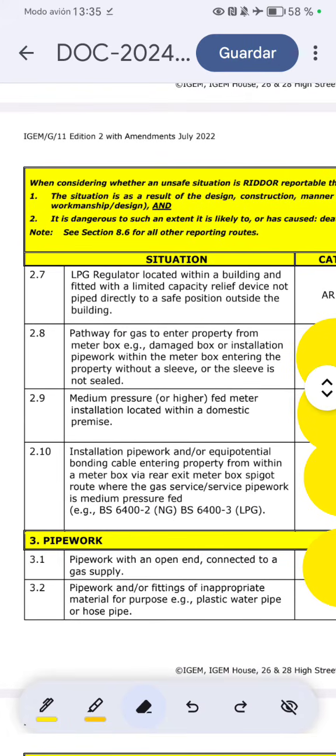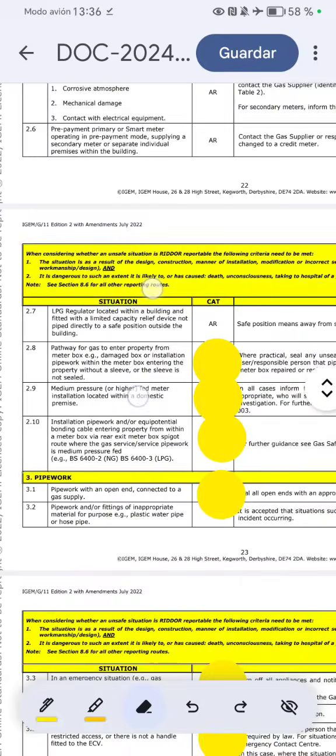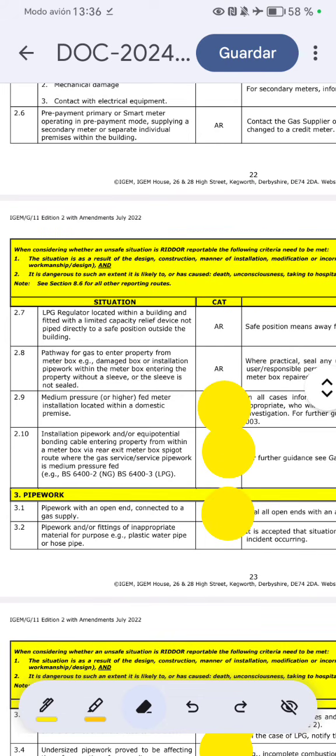2.8. Pathway for gas to enter property from meter box, e.g. damage box or installation pipework within the meter box, entering the property without a sleeve or the sleeve is not sealed. Oof, if there's a leak, that's just going to go in the building. Oh, at risk or ID? I'm going to say at risk. I reckon it's going to be ID. Oh, okay. I'm going to say I got that one right.